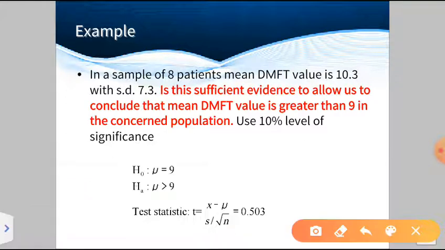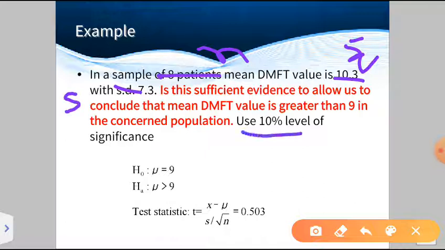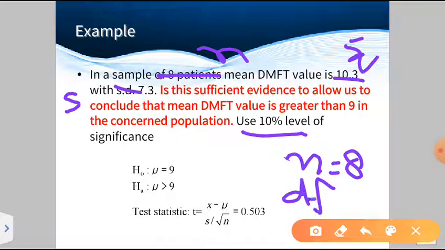If we talk about the things given: a sample of 8 patients, which means here we have the value of n. The mean DMFT value means we are talking about x bar. The standard deviation values are also given to us, and we are using the 10% level of significance. The degree of freedom: n is 8, so the degree of freedom is 7, correct?